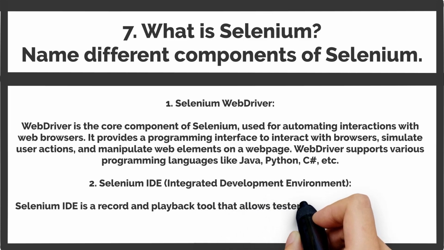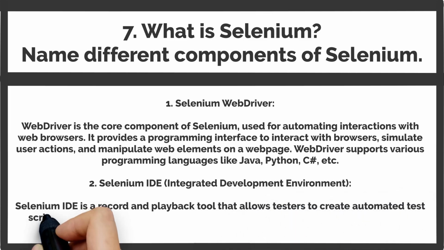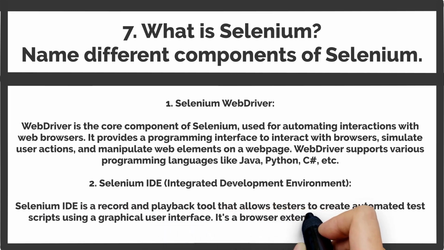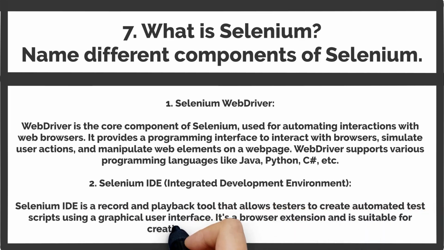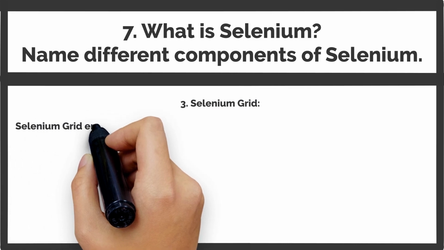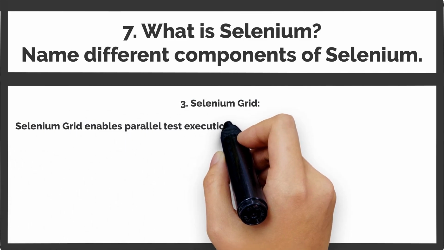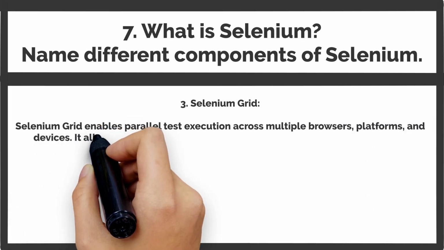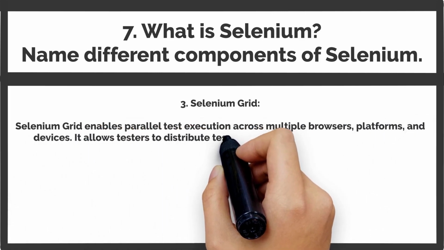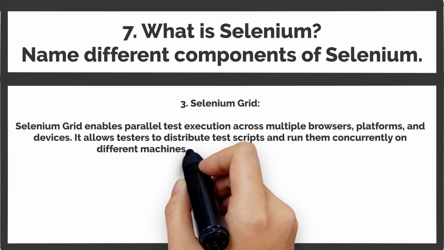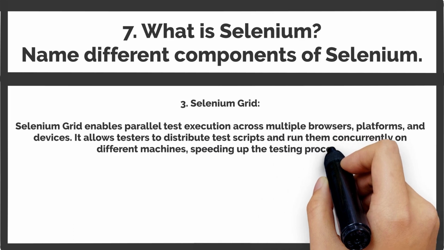2. Selenium IDE, Integrated Development Environment. Selenium IDE is a record and playback tool that allows testers to create automated test scripts using a graphical user interface. It's a browser extension and is suitable for creating simple scripts quickly. 3. Selenium Grid. Selenium Grid enables parallel test execution across multiple browsers, platforms, and devices. It allows testers to distribute test scripts and run them concurrently on different machines, speeding up the testing process.